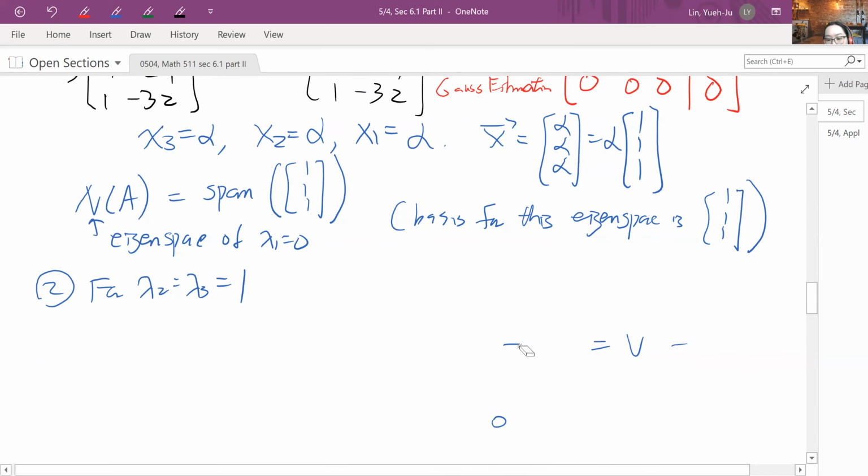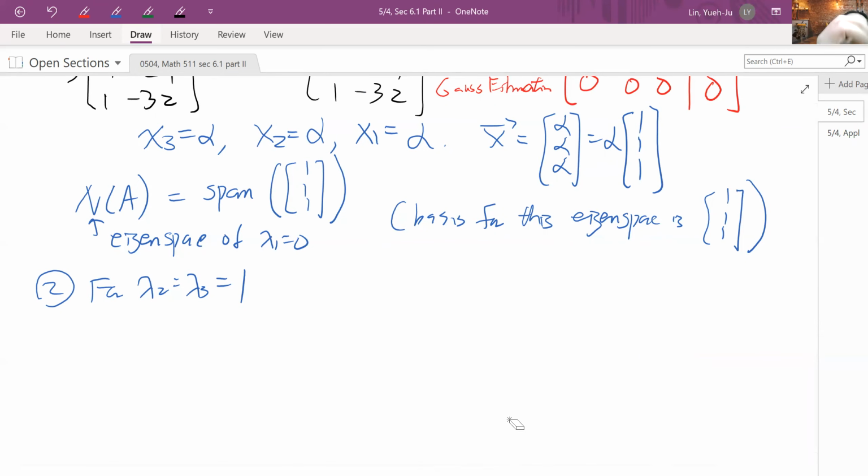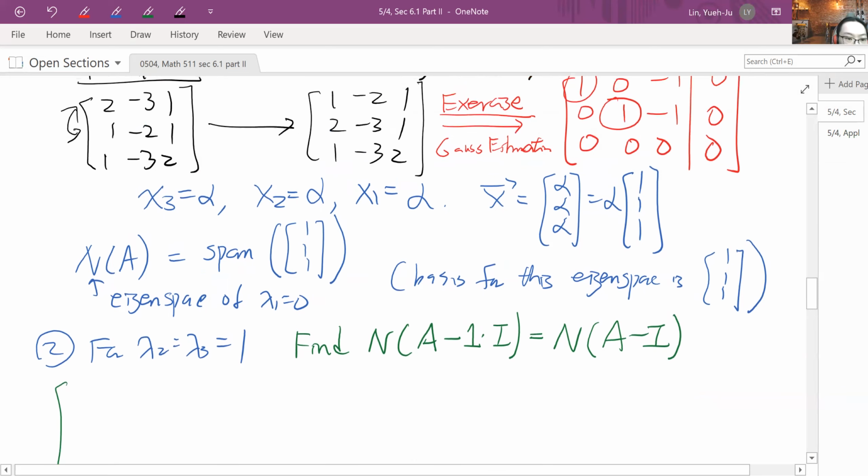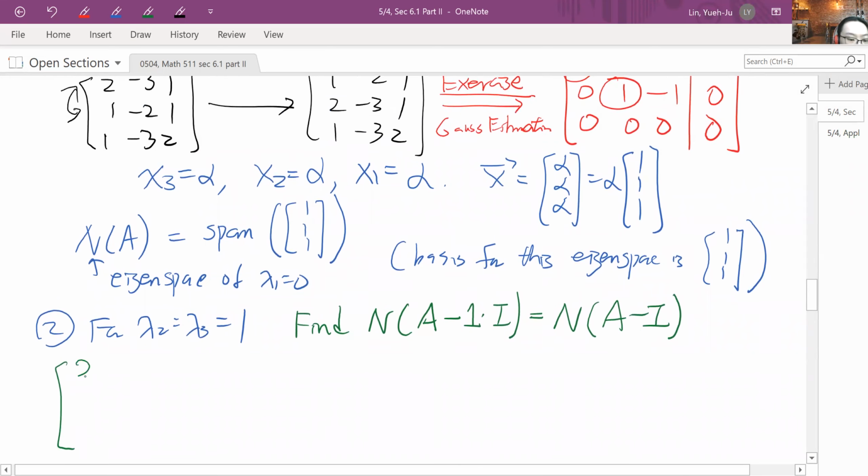Okay, so now let me see. For the second eigenvalue, it's 1. So do the same thing: you want to find the null space of A minus lambda I, and lambda is 1. So I'm indicating this is 1 times I. So you are solving the null space of A minus identity, right? So I'm going to show you what A minus identity looks like. Give me a second. So this is A, but I want to minus I. So I only need to subtract 1 on the diagonal.